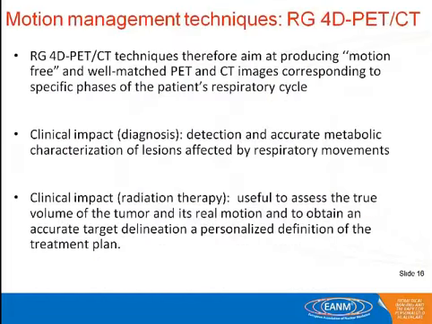Now, respiratory gating for PET-CT. The aim is producing a motion-free and well-matched PET-CT image corresponding to a specific phase of the patient's respiratory cycle. The clinical impact could be in the detection and accurate metabolic evaluation of lesions affected by respiratory movement. For radiation therapy it is useful to assess the true volume of the tumor and its real motion, to obtain an accurate target delineation and a personalized definition of the treatment plan. So this can be used both for diagnostic procedures and for radiation therapy planning.